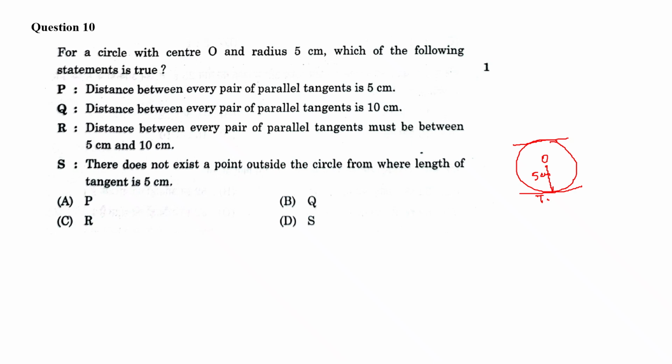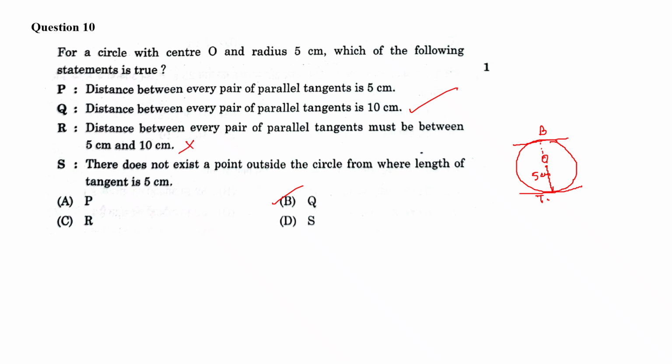OT is a radius, and if I join here and name the point P, OB is also a radius. So it will be 10. The distance between every pair of parallel tangents is 10. This statement is correct, so from here I came to know that B is the correct option. Next, the distance between every pair of parallel tangents must be between 5 centimeter and 10. It should be equal to 10, not between 5 and 10, so this is also incorrect.